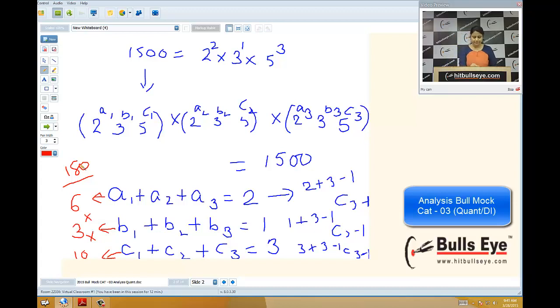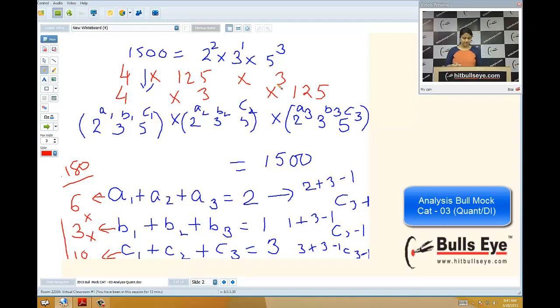But we are considering ordered pairs in this as well. I mean, suppose I am taking 4 into 3 into 125. That is one of the solutions. But in this process, 4 into 3 into 125 is considered, and 4 into 125 into 3 is also considered. So we have to remove all those cases where order matters. See, what is my question? In how many ways can 1500 be written as a product of three integers? Now in this case, we are getting order as well. 4 into 3 into 125 will result in 6 more cases which we cannot take. So we have to neutralize that.